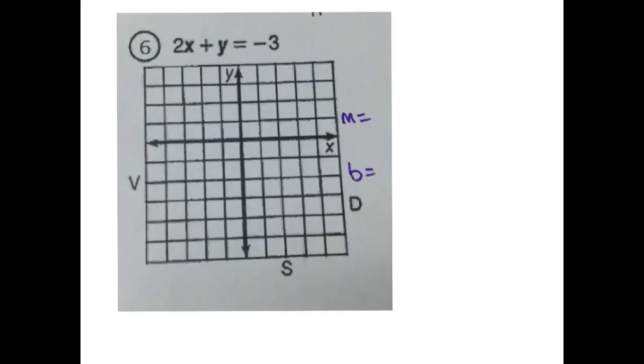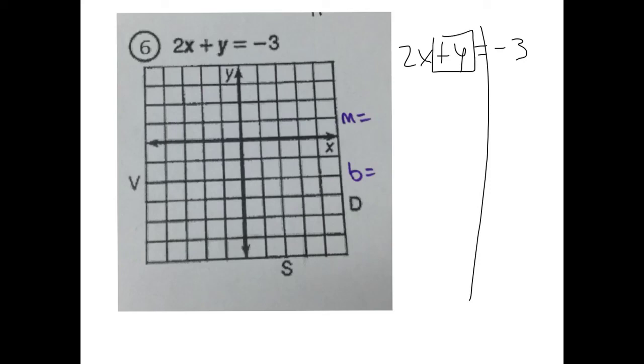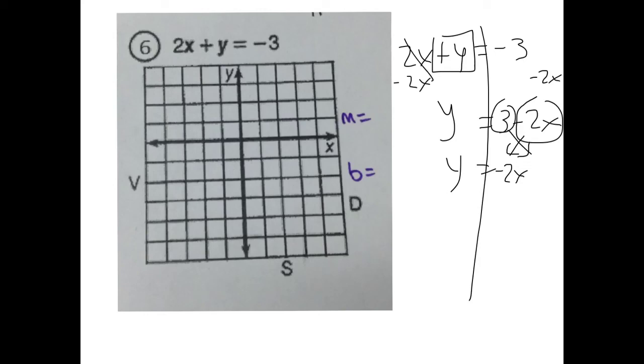Okay. All right. Again, it's not solved for y, but this one's actually pretty easy to get solved for y. 2x plus y equals negative 3. Draw your line down. Box. Subtract 2x from both sides. Cancels. Y equals negative 3 minus 2x. And then these just have to be swapped. Negative 3 is going to the back. Negative 2 is coming to the front. So negative 2x minus 3.